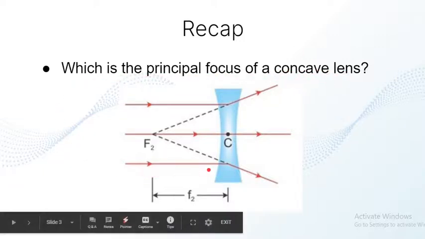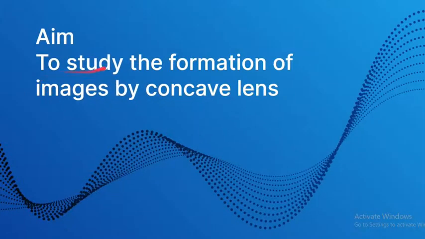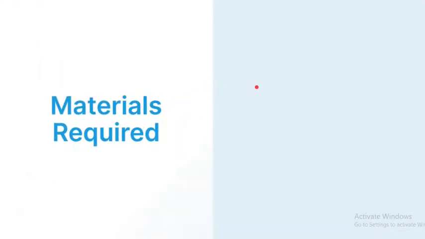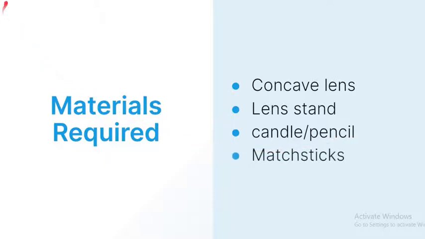In the last class, we did an activity to study the formation of image by the convex lens. And in this video, we will do an activity to study the formation of image by concave lens. Materials required to do this activity are concave lens, lens stand, candle or a pencil and a matchstick.